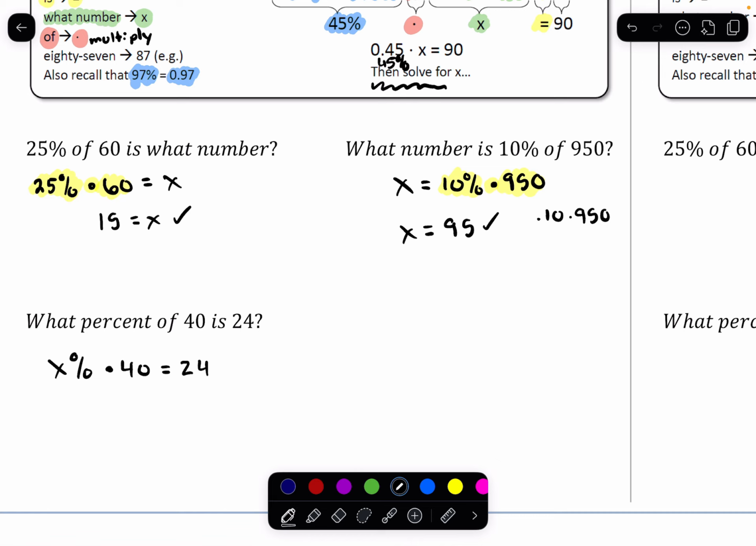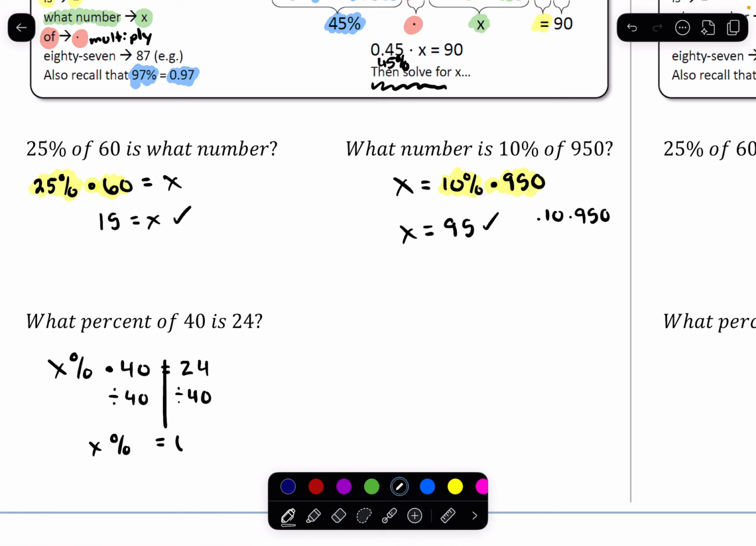Whether that sentence makes sense or not, now that I've written it as math, all I have to do is get that X by itself. It is being multiplied by 40. So the opposite of multiplying by 40 is dividing by 40. So I'm going to divide both sides by 40, and that means X percent is equal to 24 divided by 40 is going to be what?